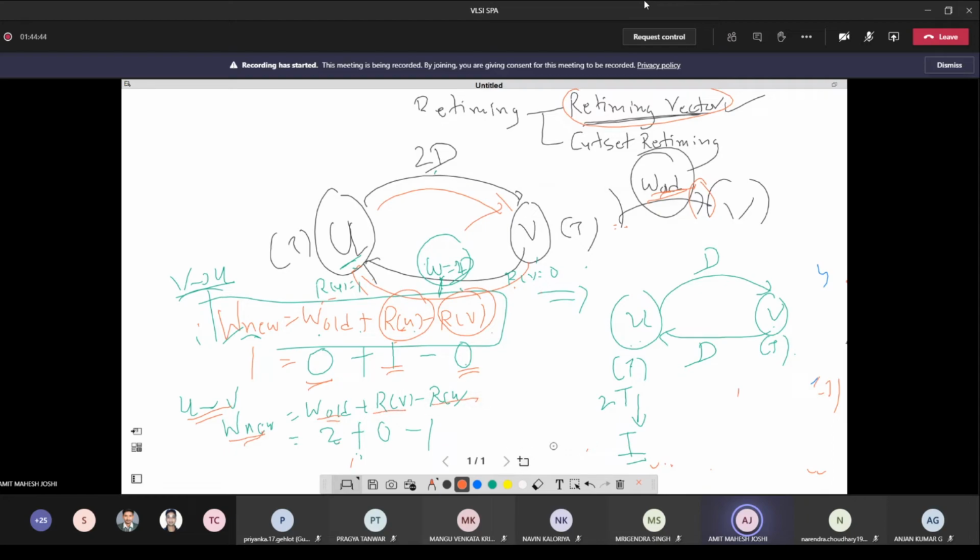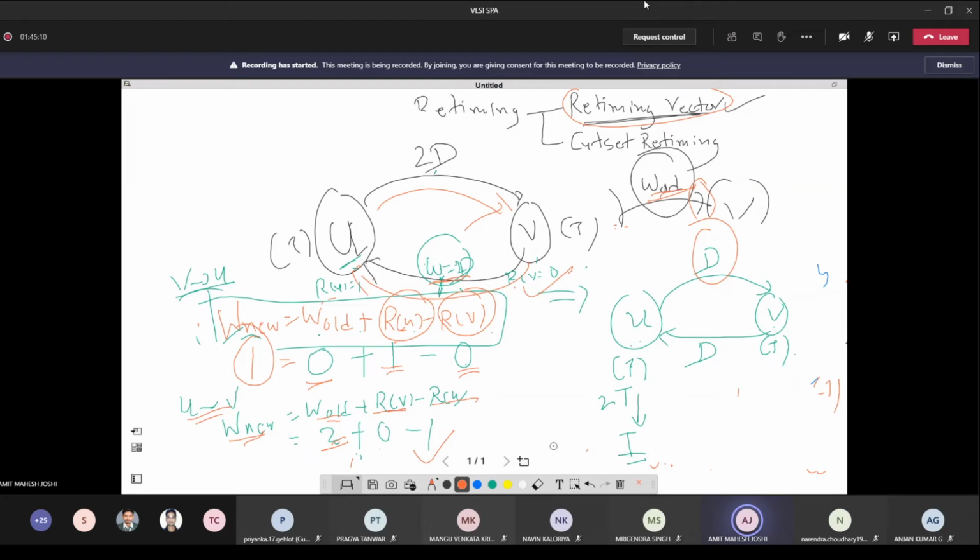W old क्या था? 2 था. RV क्या है? 0 है. RU क्या है? 1 है. तो मेरा W new क्या है? 1 है. So that's what I am getting. Here you do not have to assume, because here there is no intention to introduce a D. Your intention was here to introduce it. So that's why I have put 1 over here. And with that, I have fixed my retime vector.